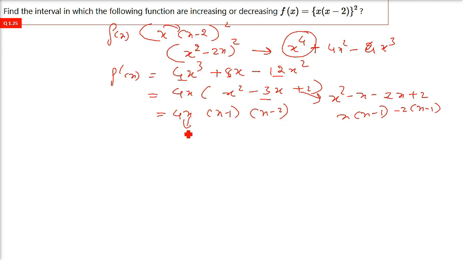So when you put this equal to 0, you will get the critical points. So x should be equal to 0. x minus 1 equals 0, that is x equals 1. x minus 2 equals 0 means x equals 2. So these are the three critical points.